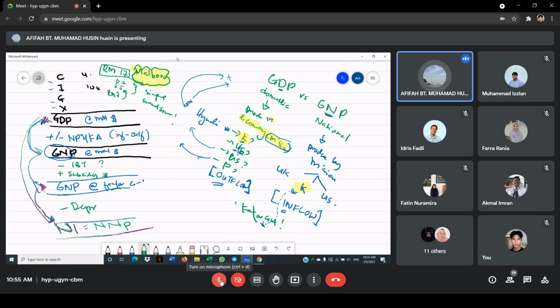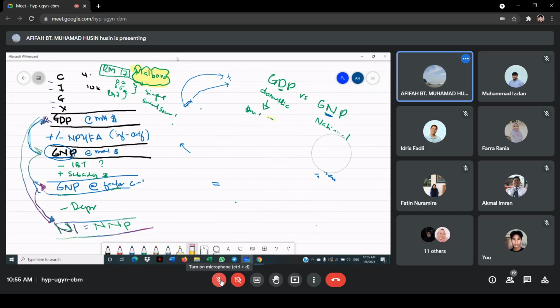Are you with me, class? Page 152. Net national product sama juga dengan national income. Okay. Sekejap. Sometimes you have to differentiate what is the difference between gross dengan net.